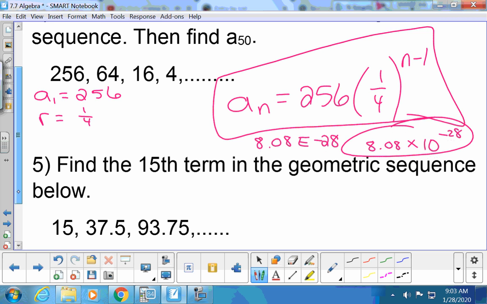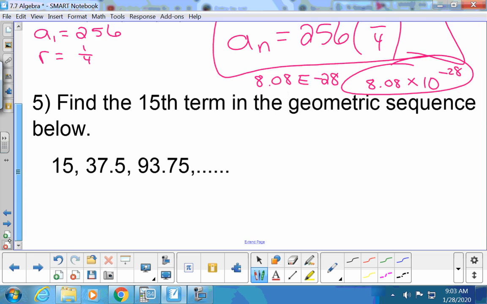Number 5. Find the 15th term in the geometric sequence below. We need a plan. Anybody have a plan? Yeah? So E just means times 10? Yeah. Okay, sorry. Yeah, it's okay. What's the plan, Ray? First number is going to be 15. Okay. R is in the parentheses.